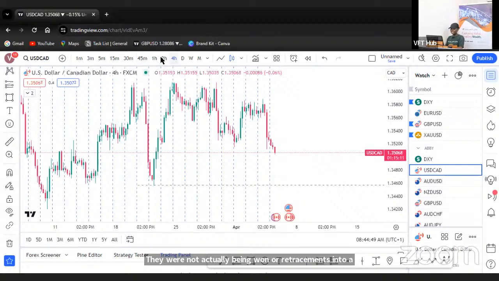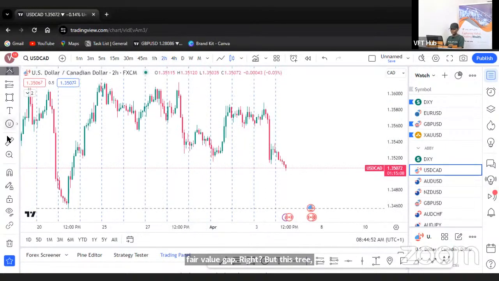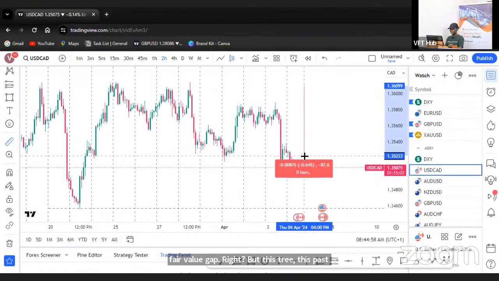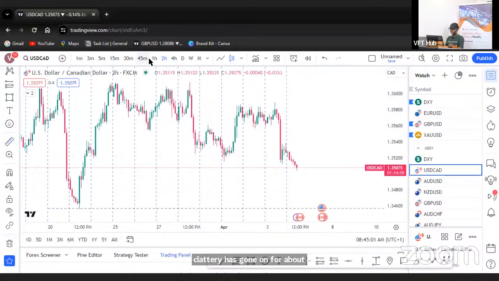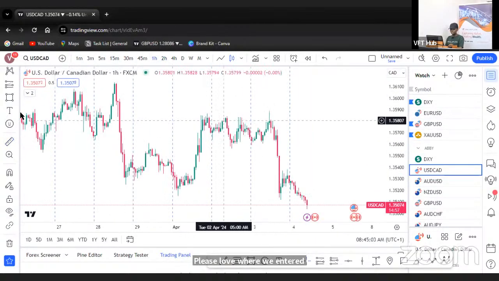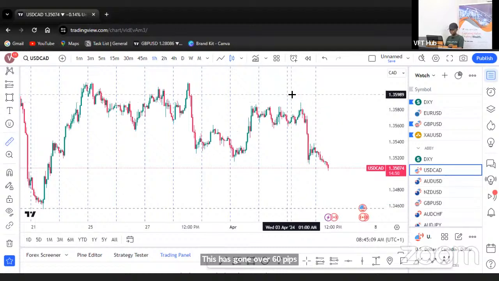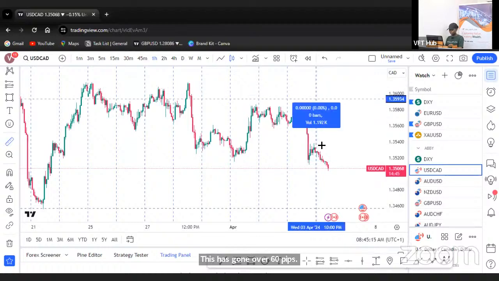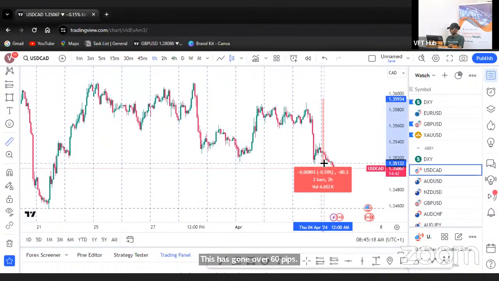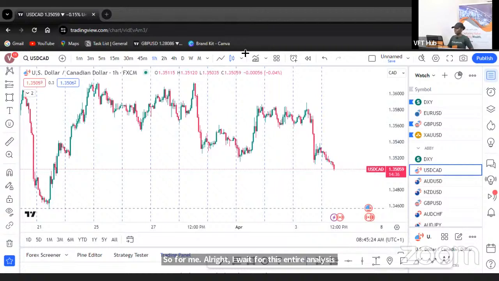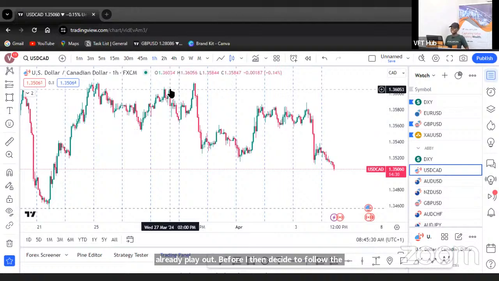But this particular trade has gone on for about, based off where we entered from. Let's look at the 1 hour time frame to be more clear. This has done over 60 pips. So for me, I'd rather wait for this entire analysis to already play out before I then decide to follow the other analysis which has not played out yet, which is the daily box structure we're seeing.